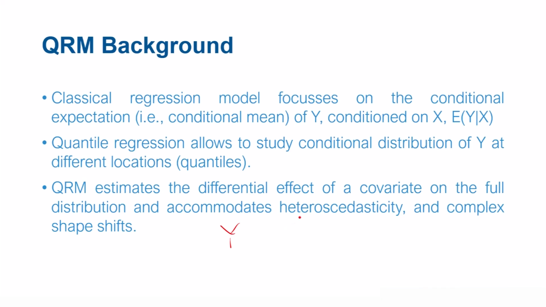And also, if there is a problem of heteroscedasticity, that means the variance of the error term is not constant, or there is a complex shape shift. By shape shift, we mean the impact of a covariate on different y is different. For example, if you study the impact of x at lower quantiles of y versus the impact of x on higher quantiles, that may be different. So the shape or the relationship may change over the conditional distribution of y. QRM is fully capable of capturing that.